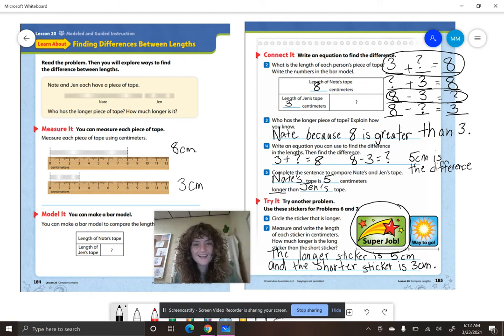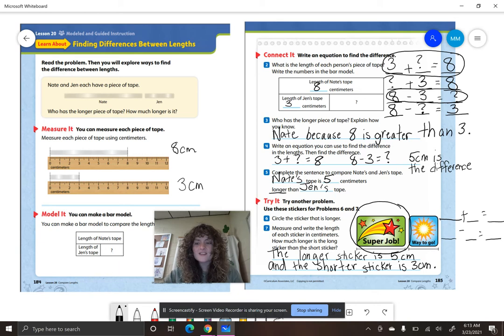Ooh, okay, so now they want us to compare. Can we write an equation to find the difference? We know that the number 5 has a group of 3. So the shorter sticker is 3 centimeters. We know that there is a group of 3 in the number 5. So here's what I'm going to do. I'm going to make an addition equation and a subtraction equation. I want you to go ahead and write this too, Smarties.